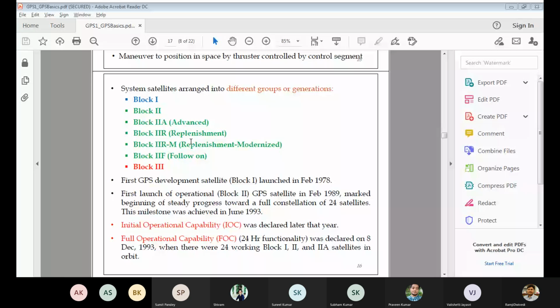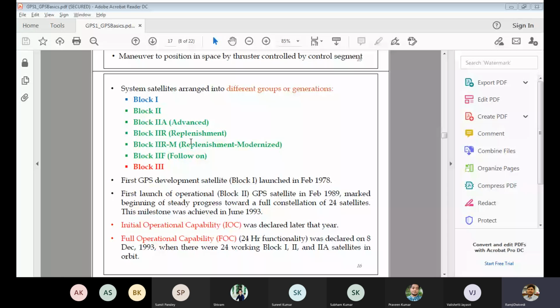Anyway, in Block IIR-M, which is replenishment and modernized, the satellites transmitted the civilian code on L2 and new military codes on L1 and L2. These L1 and L2, known as link 1 and link 2 from the radio wave band, we are using as carrier frequencies. Carrier frequency means that with the help of the carrier frequency, you are transmitting the actual coded signals. That's more important to know at this point.